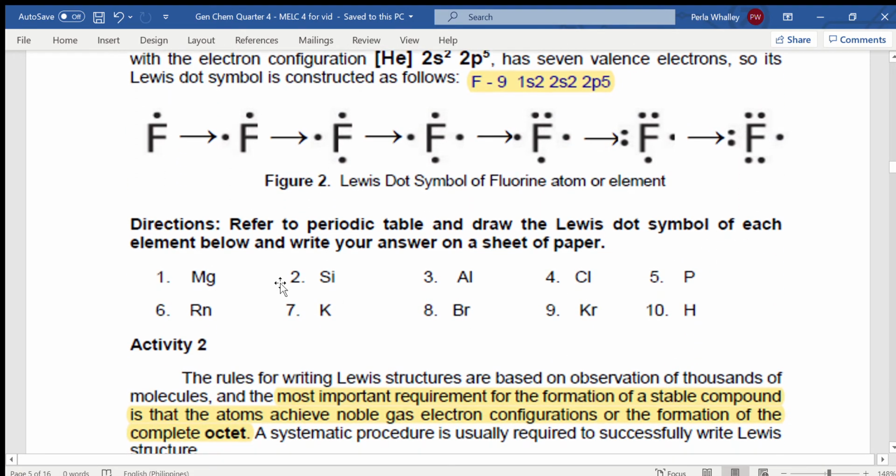Okay, next, this is your first task. Refer to the periodic table and draw the Lewis dot symbol of its element below and write your answer on an answer sheet. So you have here 10: magnesium, silicon, aluminum, chlorine, phosphorus, radon, potassium, bromine, krypton, and hydrogen. Look for these elements in the periodic table, and whatever the group will be the number of dots around the symbol of the element.